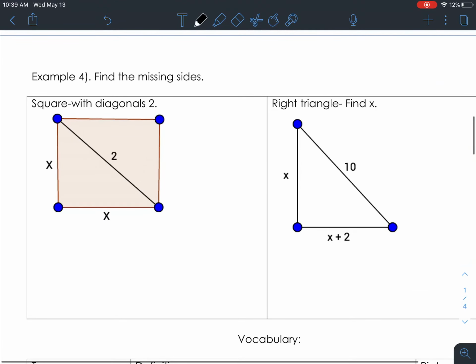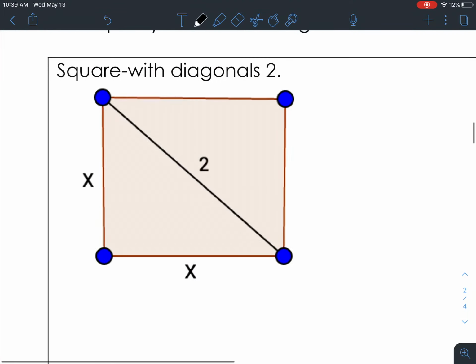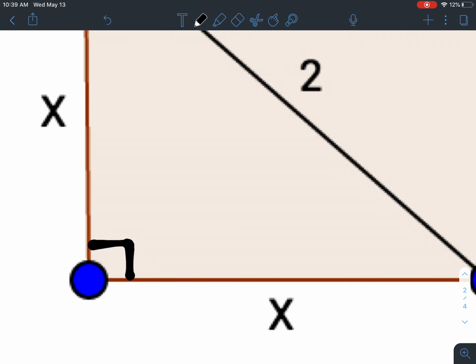Okay, all right, so example 4 says to find the missing sides. So this is just going to be a little bit more algebra, okay? What we're going to do is, it says this is a square, okay? So this is a right angle.